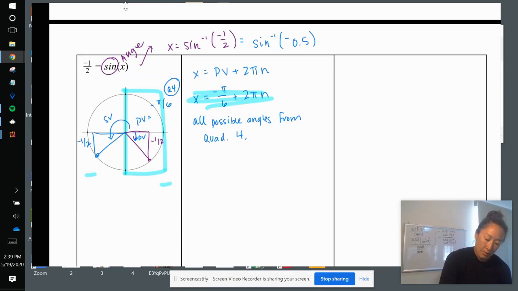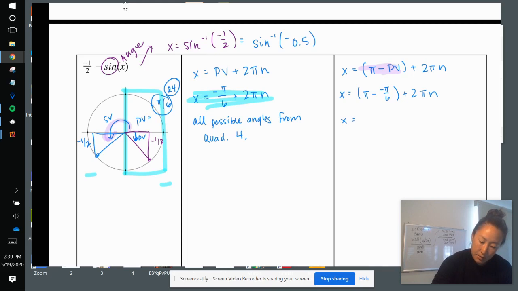Okay, so again, we have the principal value is negative pi over 6. So I took care of my fourth quadrant stuff. Now what do I do for the third quadrant? So for the third quadrant, I'm going to use x is equal to pi, so 180, minus the principal value plus 2 pi n. And this will give me the angle in the third quadrant. Okay, so I'm going to do x is equal to pi minus negative pi over 6 plus 2 pi n.